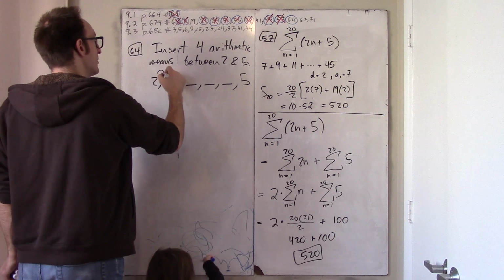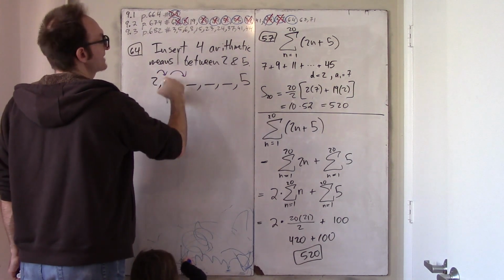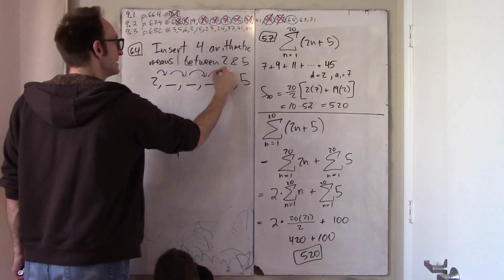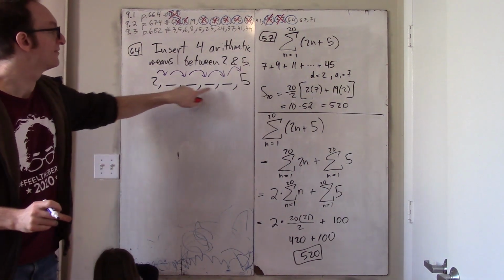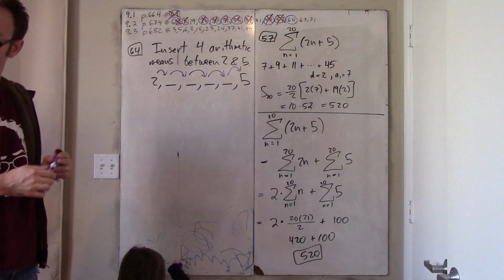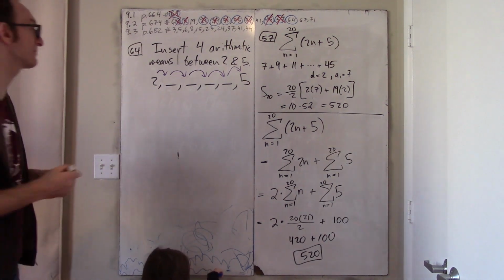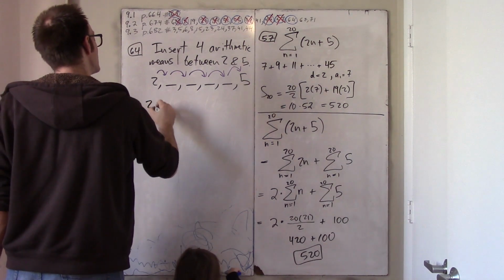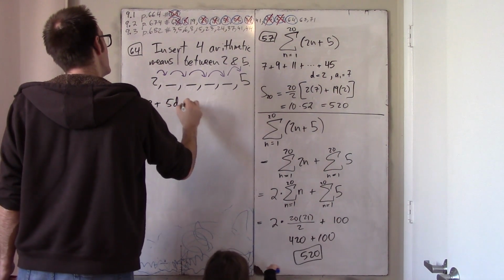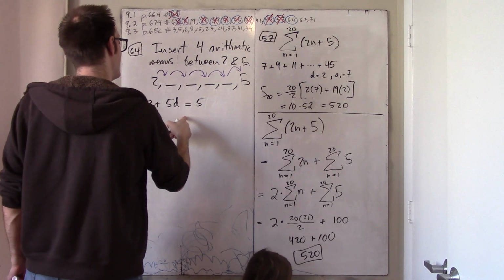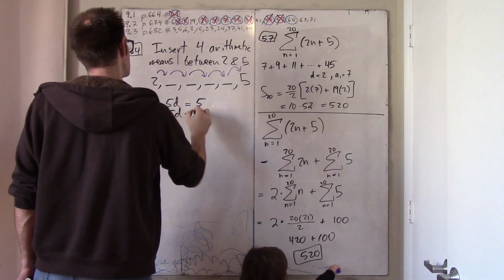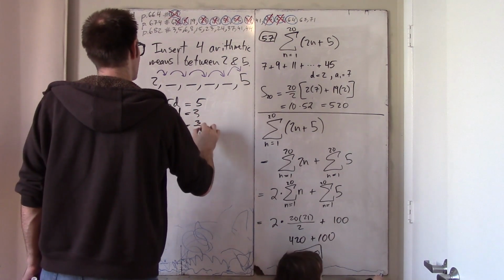What should we do? We have to add something, then again, then again, then again, and then again. In other words, I have to add 5 times. If I want to insert 4 arithmetic means, then there are 5 gaps. So this whole problem reduces down to 2 plus 5d is 5. So 5d is 3, and d is 3/5.